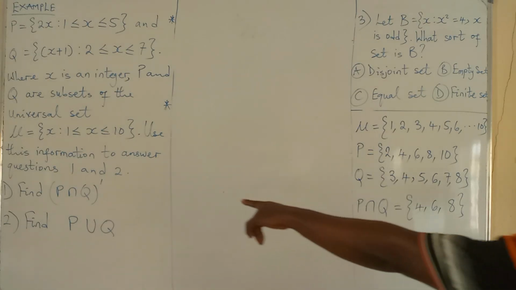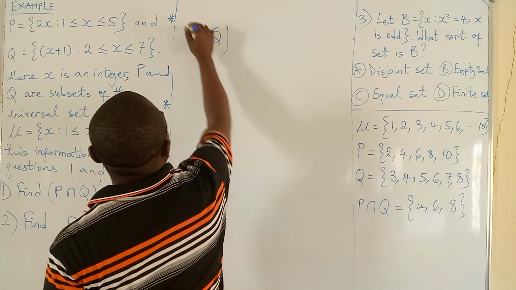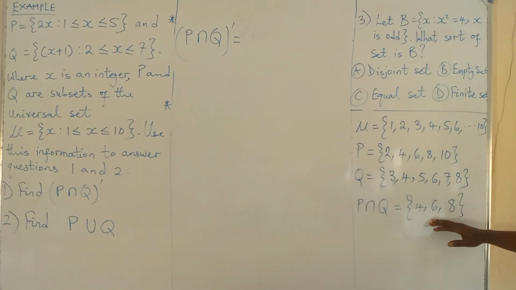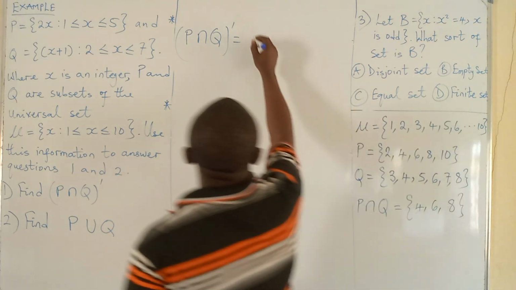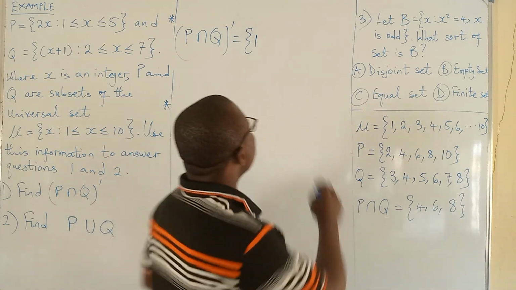Now, we were asked to find the complement of that. So P intersection Q complement simply refers to all the elements that are in the universal set but not in P intersection Q. So let's look at it. 1 is there. 1 is in the universal set but not in P intersection Q.